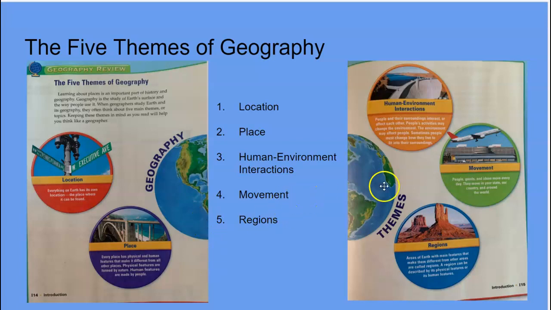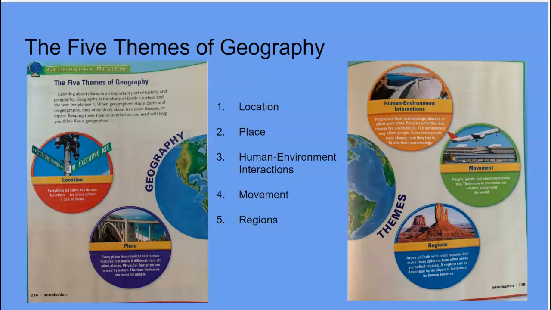So now we're on page I-15, and we're up at the top in the orange bubble. We're going to talk about the human environment interactions. And what that means is people and their surroundings interact or affect each other. People's activities may change the environment. The environment may affect people. Sometimes people must change how they live to fit into their surroundings. And one way that I think all 4th graders would know how people actually change the environment could be littering or cutting down trees. So those are ways that human interaction affects the environment.